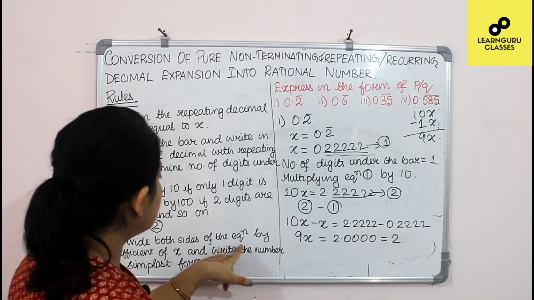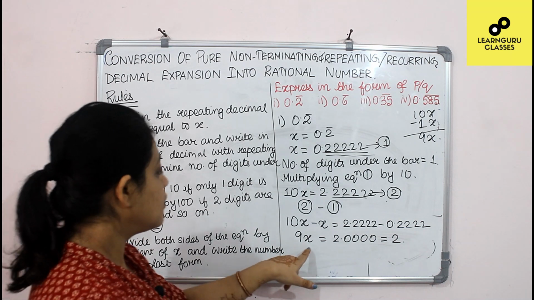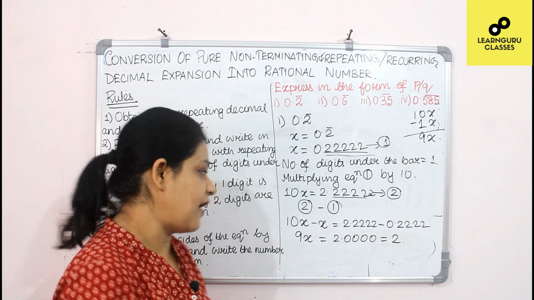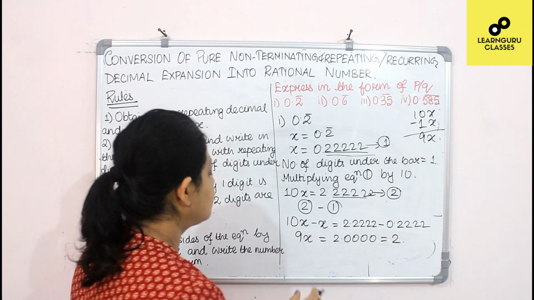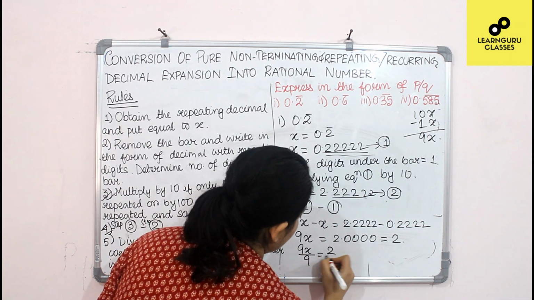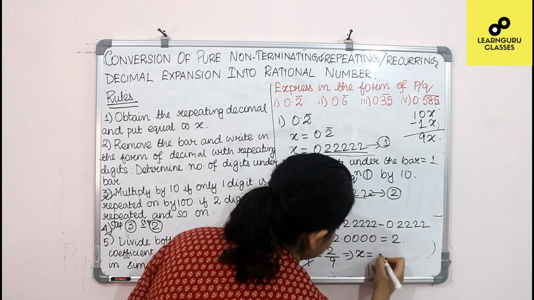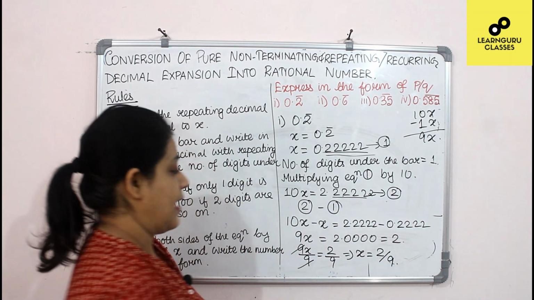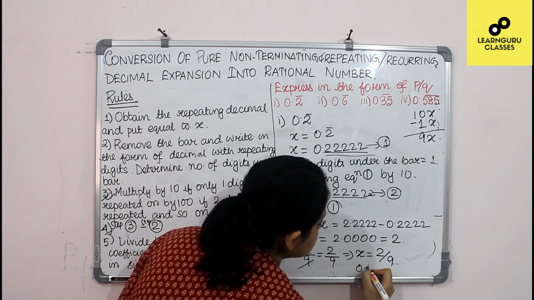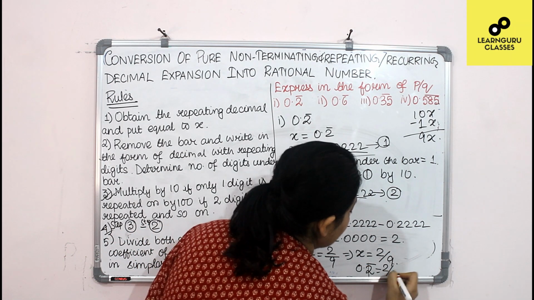Now what? Divide both sides of the equation by the coefficient of x. So 9 is the coefficient of x. So you will divide by 9. Okay, so 9x by 9 equal to 2 by 9. So 9 gets cancelled, and you will write x equal to 2 by 9. So the equivalent of 0.2 bar is 2 by 9.